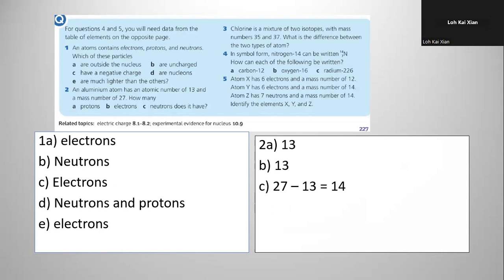Chlorine is a mixture of two isotopes with mass number 35 and 37. What's the difference between the two types of atom? The number of protons. No, the proton is the same. It's the neutrons. Good. Different number of neutrons.